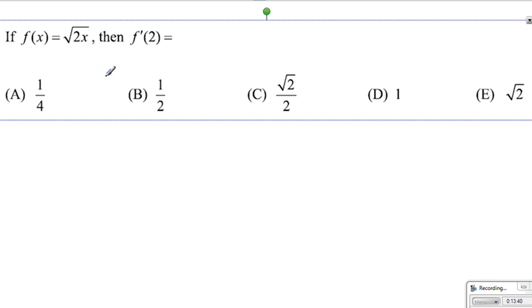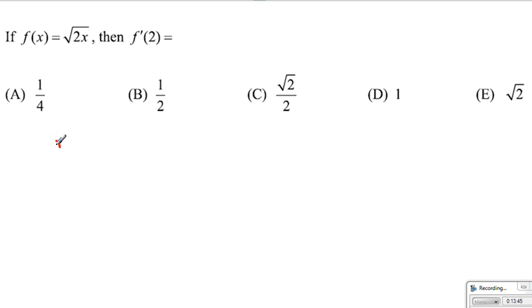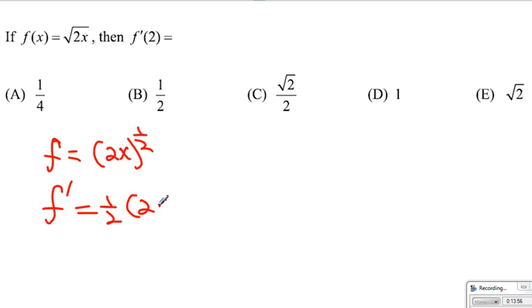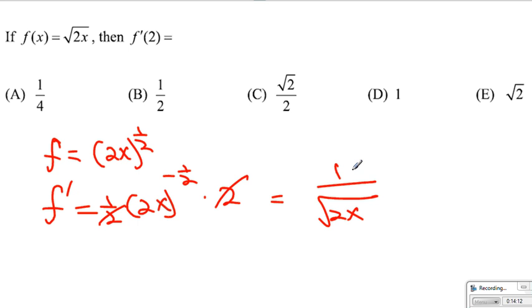Alright, the next question. Here, if you have to take the derivative, what we end up getting is this. F of x is the same as 2x to the 1/2 power. So therefore, f prime becomes 1/2 times 2x, multiplied by the derivative of the inside. By the chain rule, we have 2 multiplying. So these two cancel out. We ultimately have 1 over square root of 2x. Now when you plug in 2 in place of x, we'll end up getting 1/2, which is our answer, choice B.